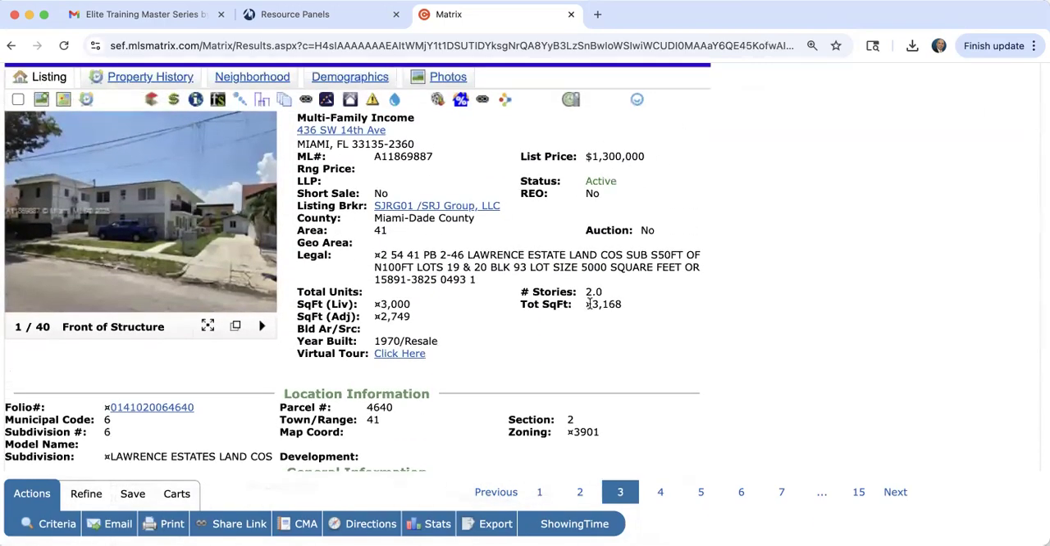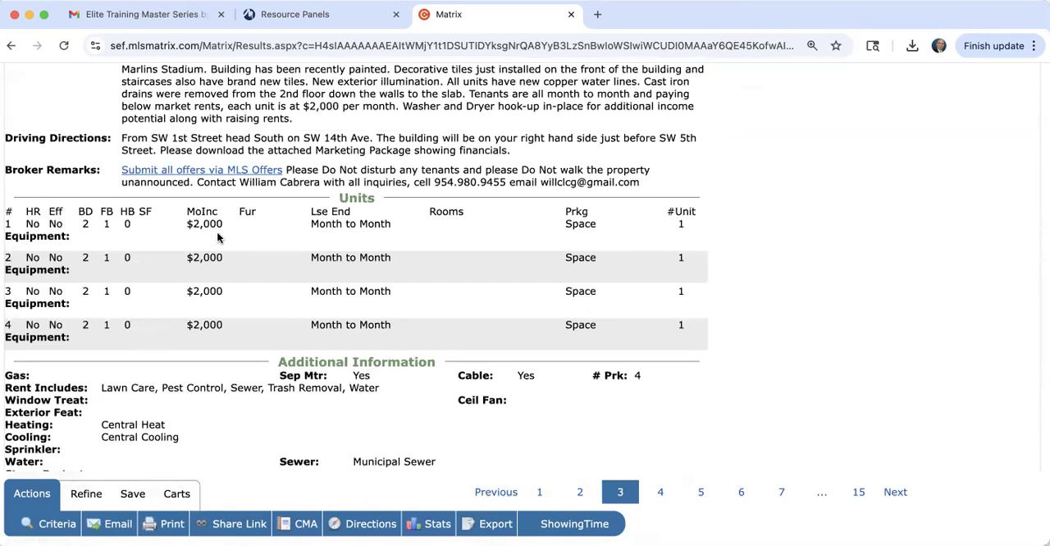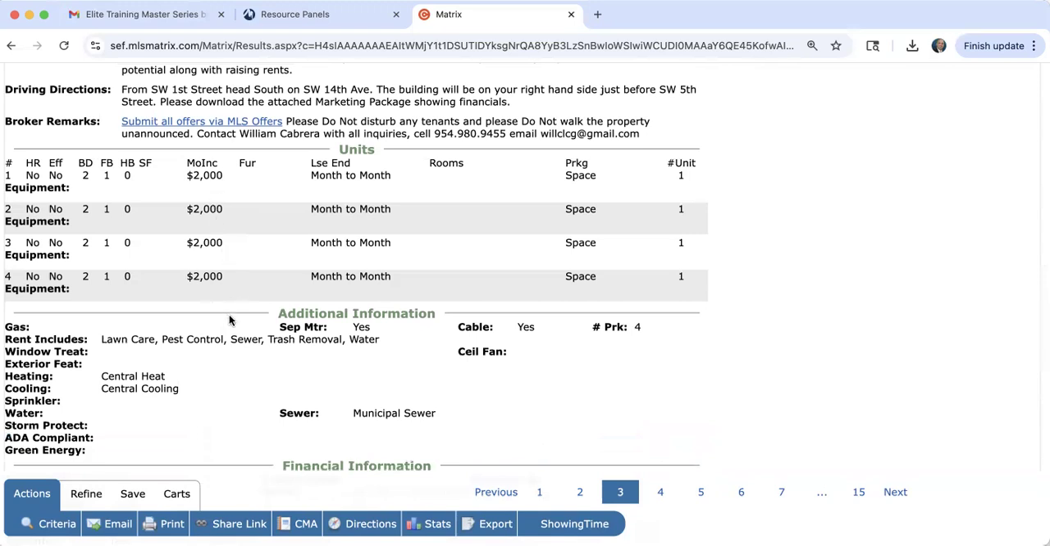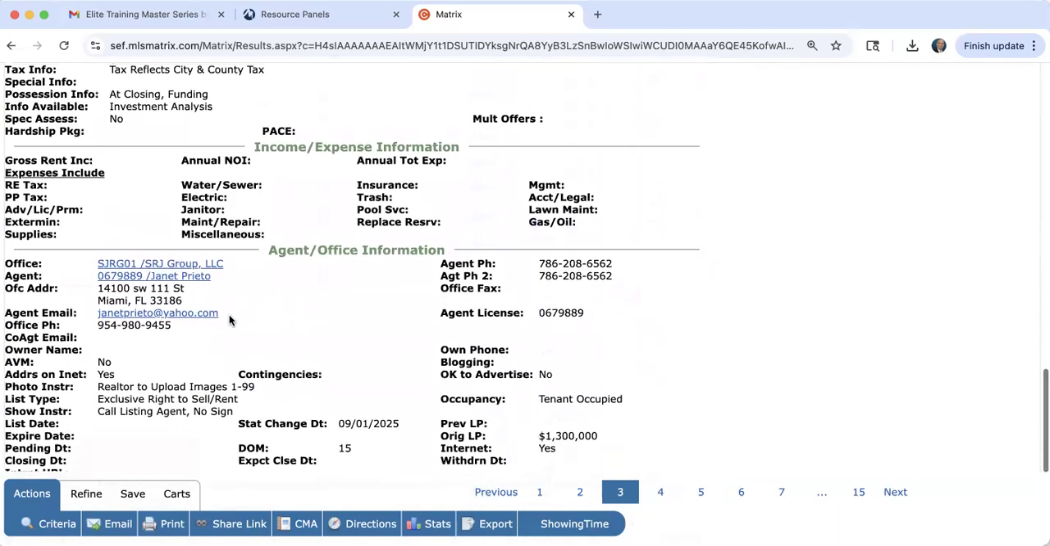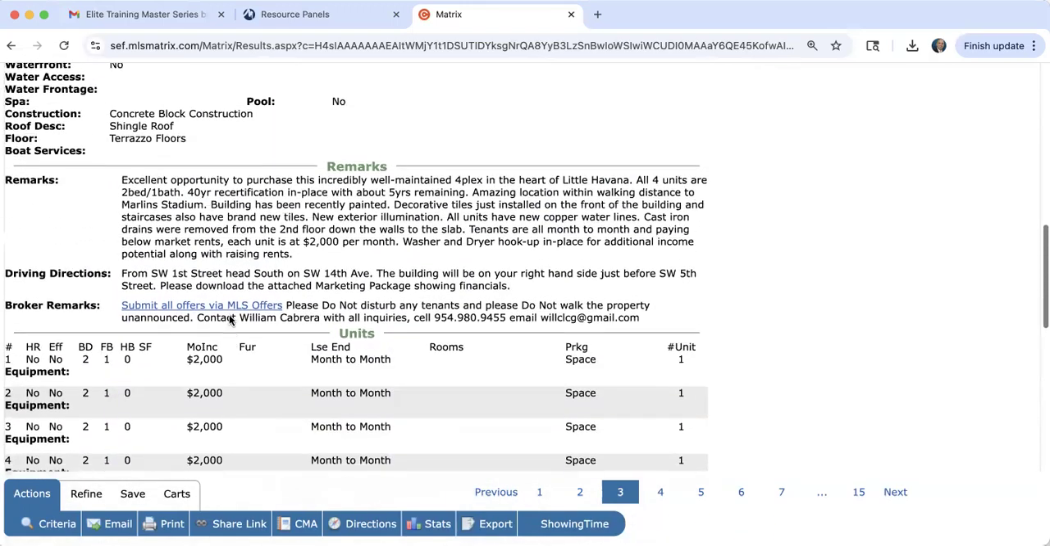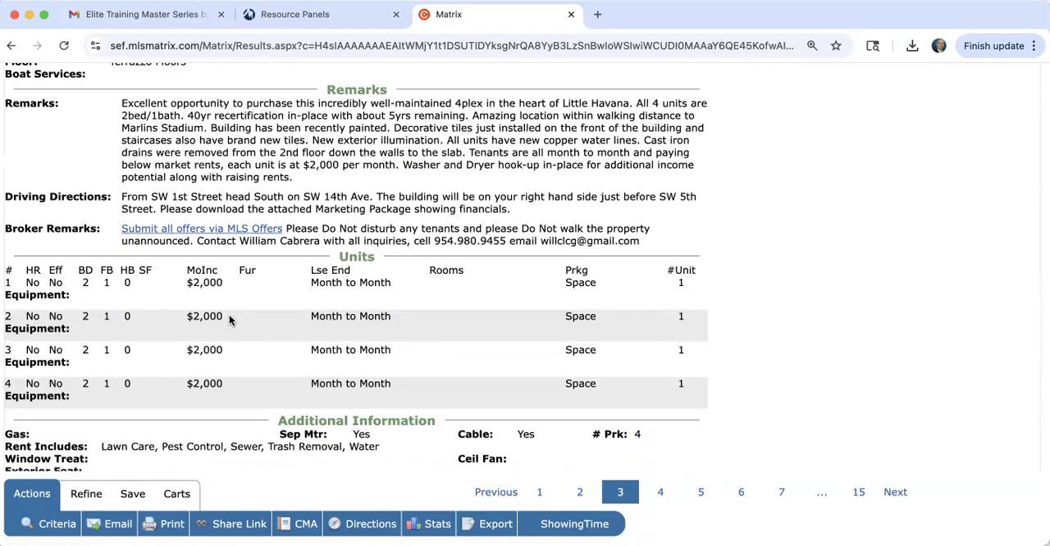So this is $1.3 million, and you're looking at $8,000 of income per month: 2,000, 2,000, 2,000, 2,000. The reason I moved on from the previous one is that we were not certain on the numbers, and I would have to call the listing agent and ask how much income is being generated from the four units. In this case, they're telling us that all four units are rented at $2,000 each, bringing your monthly income to $8,000.